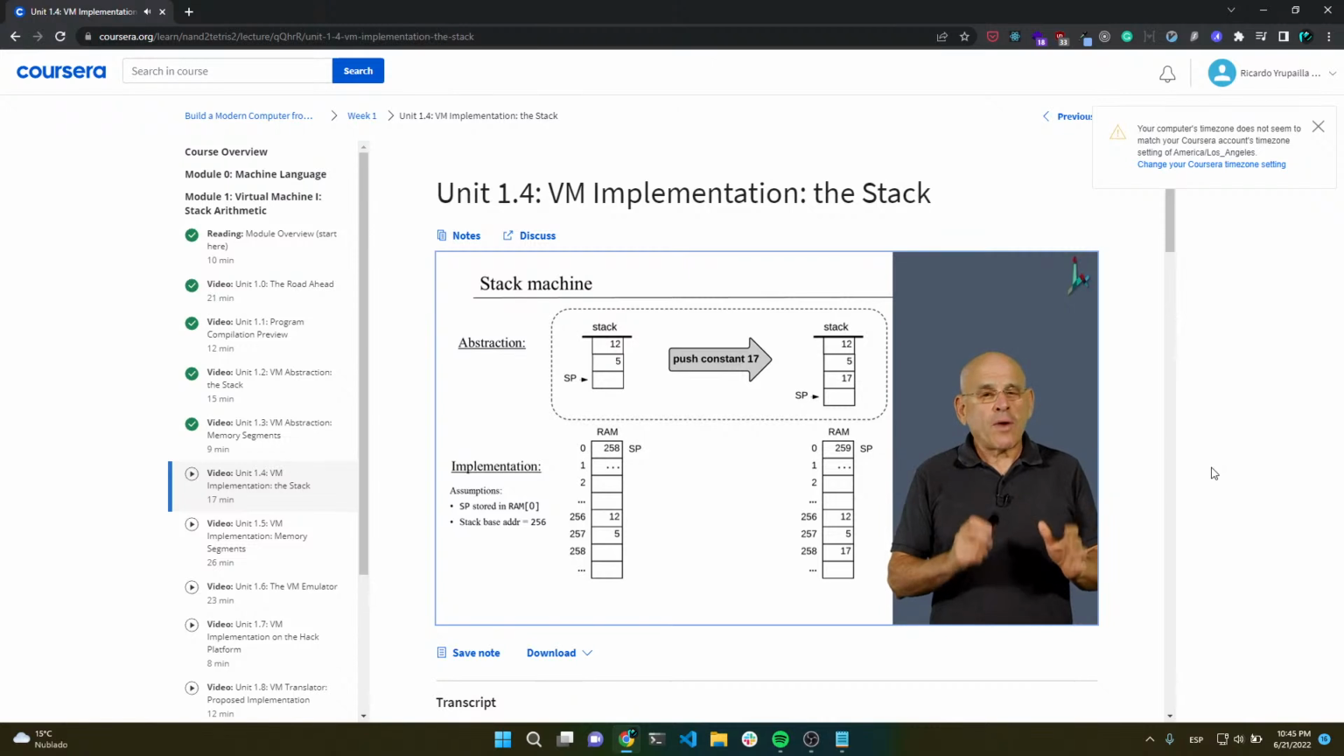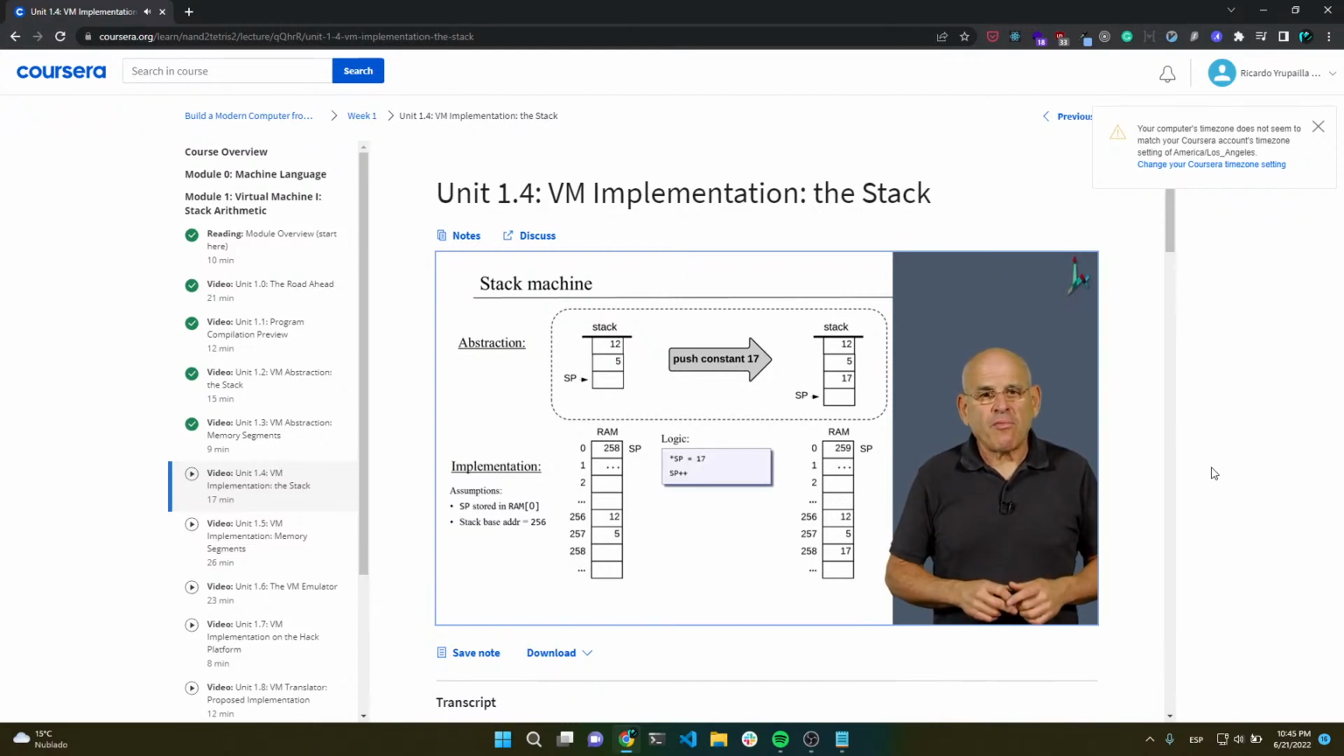So that's how we're going to model it on the RAM, and of course we now have to write the assembly commands that will actually make this transformation work for us. So the logic or the implementation of push constant 17 is going to be as follows.